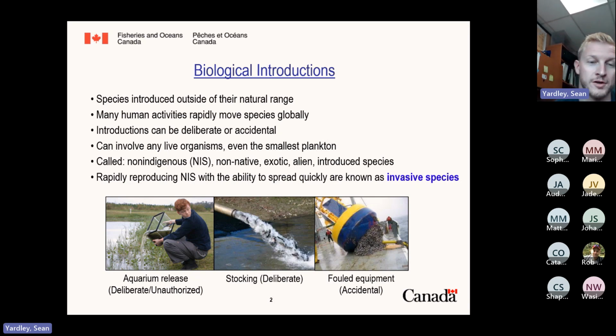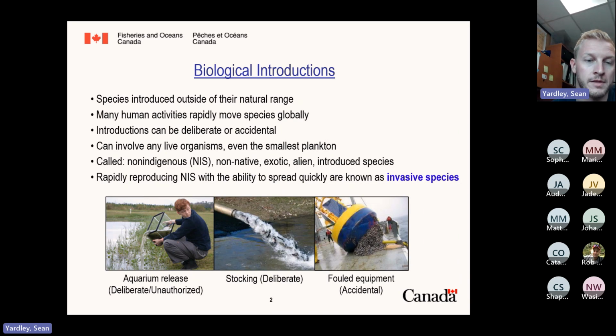So there's a couple different terms that are used interchangeably to describe invasive species. For the sake of this presentation, I'll be using the term non-indigenous species, or NIS. So if you see that acronym, I'm just referring to that, but other terms that are commonly used would be non-native, exotic, alien, or introduced species. I'm sure there are others, but those are the most common ones that I've come across.